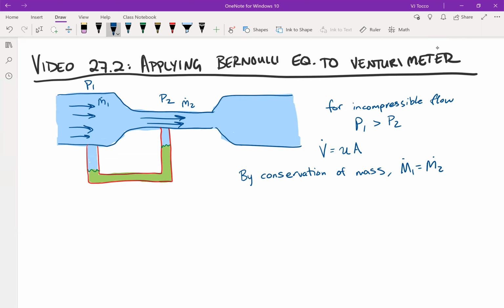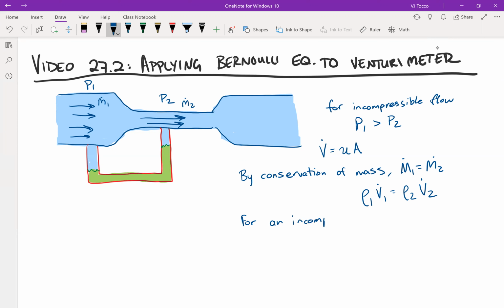I can express the mass flow rate as the density times the volumetric flow rate. So instead of M dot 1 equals M dot 2, I can write the density of the fluid at point 1 times the volumetric flow rate at point 1 must be equal to the density at point 2 times the volumetric flow rate at point 2.